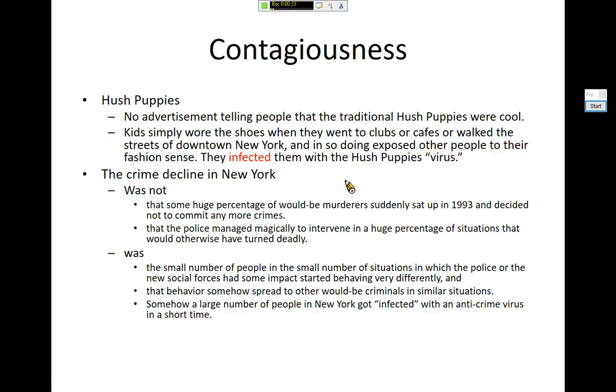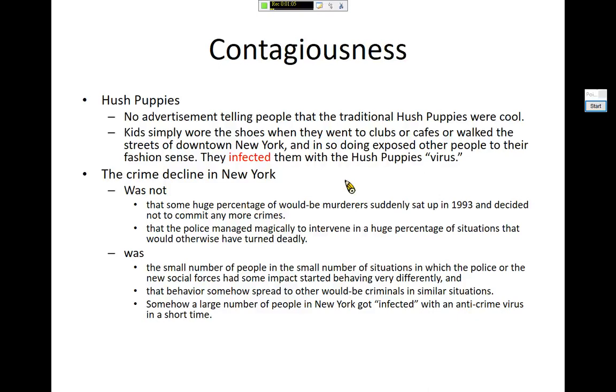So as we can see this, hush puppies, it just happened there's a hush puppy virus. And for the crime decline in New York City, we saw an incident of the anti-crime virus. So other people will get infected by this kind of viruses, so they will do the same thing. They will rush into the bar and mall store to buy hush puppy shoes.